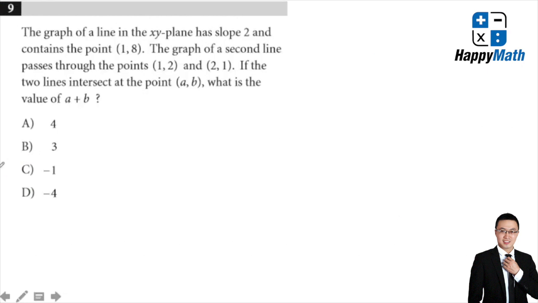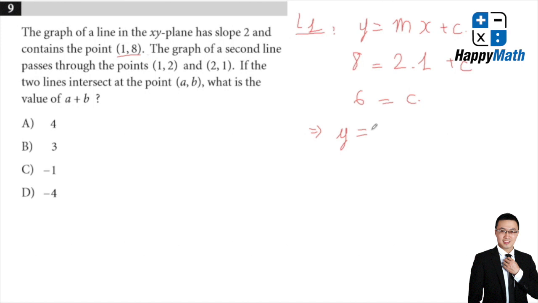Question 9. The graph of the line has slope 2 and contains the point. And the graph of the second line passes through the points (1, 2) and (2, 1). If the two lines intersect at the point (a, b), what is the value of a plus b? Okay, we have two lines here. Line 1 has the general form y equals mx plus c. Because m equals 2, and it passes through this point, x equals 1 and y equals 8, so c is 6, and L1 will be y equals 2x plus 6.